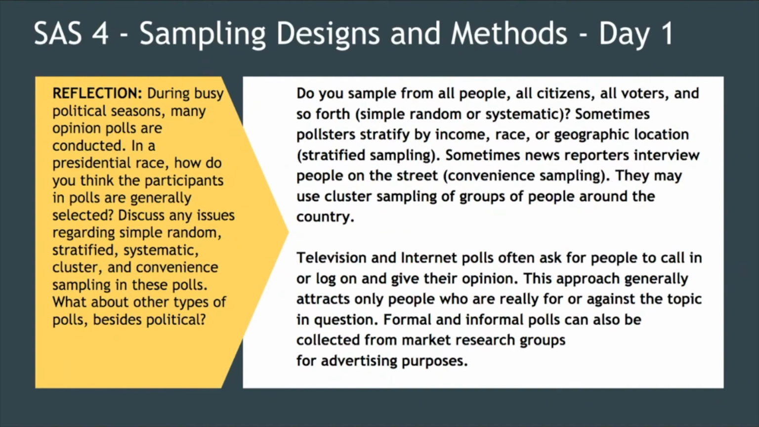Sometimes pollsters stratify by income, race, or geographic location, which is called stratified sampling. Sometimes news reporters interview people on the street. That's convenience. And they may even use cluster sampling of groups of people around the country. Television and internet polls often ask people to call in or log on to give their opinion. This generally attracts only people who are really for or against the topic in question. Formal and informal polls can also be collected from market research groups for advertising purposes. That happens a lot.